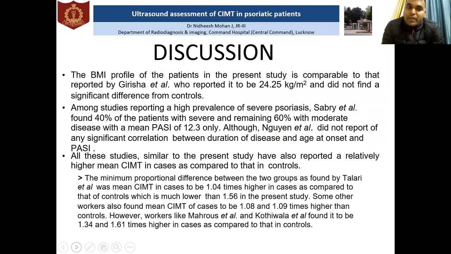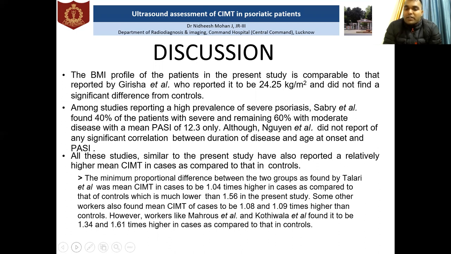Discussion. The BMI profile of the patients in the present study is compared to that reported by Girisha et al., who reported it to be 24.25 kg per meter square and they did not find a significant difference from controls. Among studies reporting high prevalence of severe psoriasis, Sabri et al. found 40% of the patients with severe and remaining 60% with moderate disease, with a mean PASI score of 12.3 only. Although Engan et al. did not report any significant correlation between duration of the disease and age at onset and the PASI score.